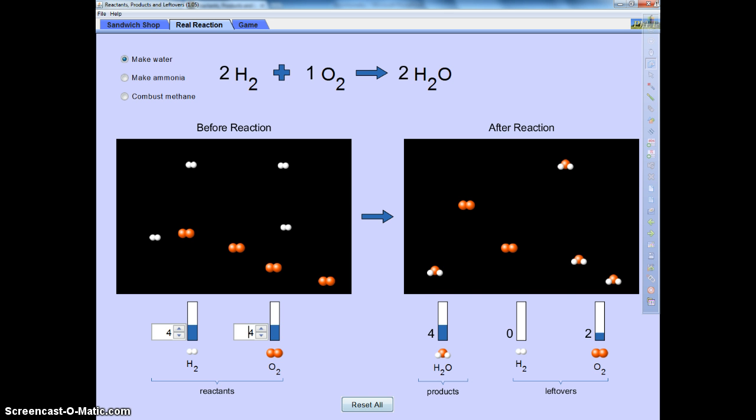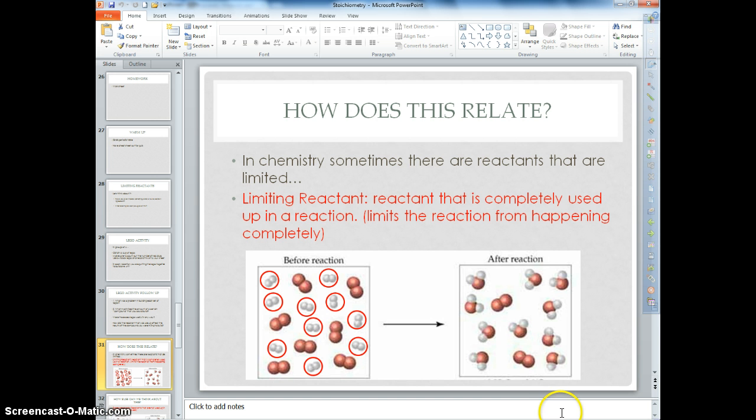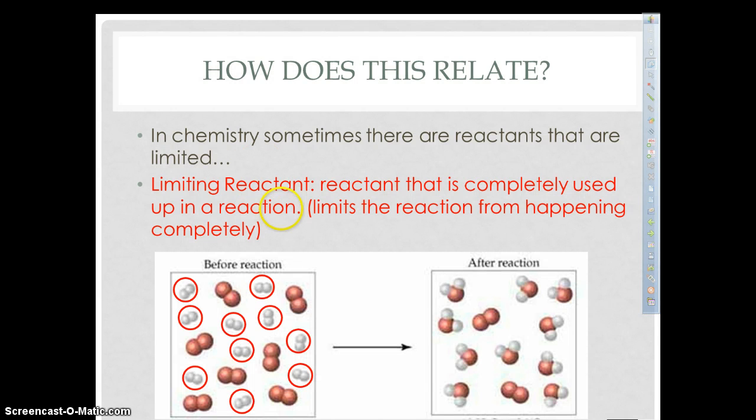So let's go ahead and look at this in terms of what you need to know for homework and things like that. This is the formal definition for a limiting reactant. And this little picture down here is kind of what I just showed you drawing or making water. So go ahead and write down the definition for a limiting reactant. You can add this to your notes.